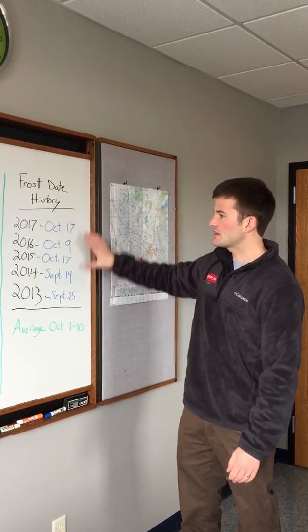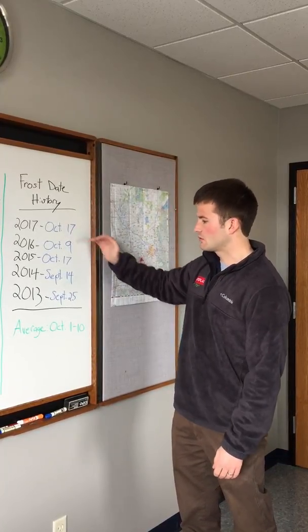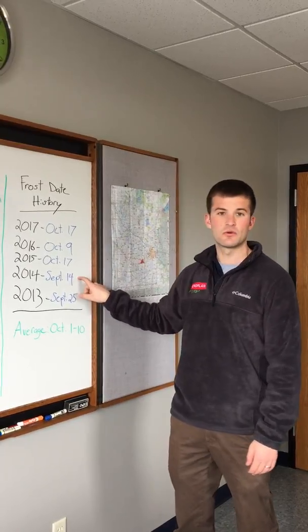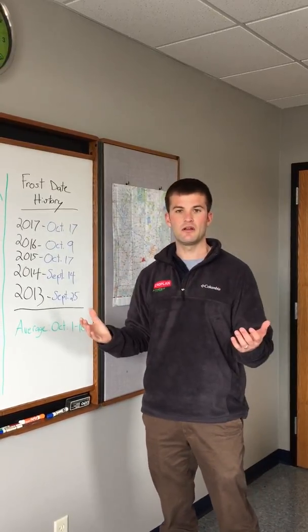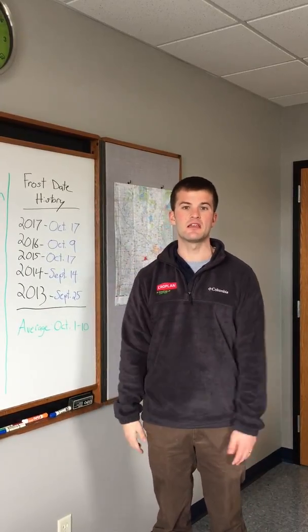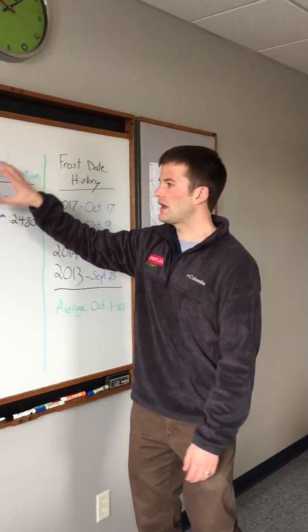But we know that frost date's pretty variable in Minnesota. From last year being really late on October 17th to super early frost dates, September 14th of 2014. To bring that all together, we look at an average from October 1st to 10th, let's say, for having a killing 20-degree frost. So knowing that, we can do a little backwards math.